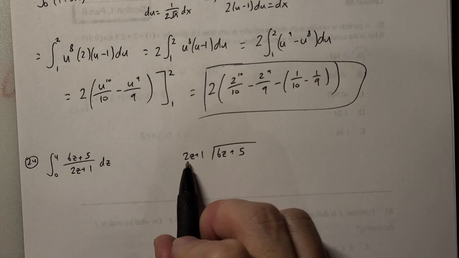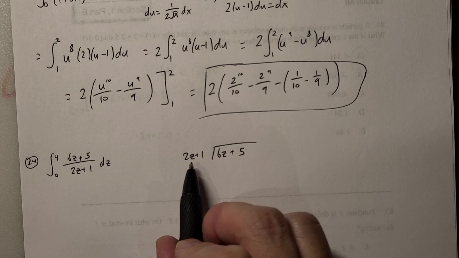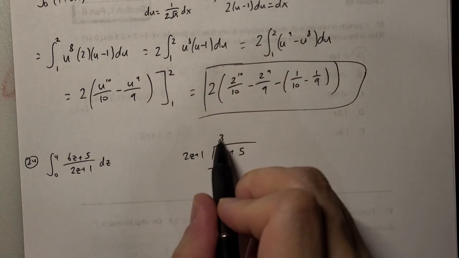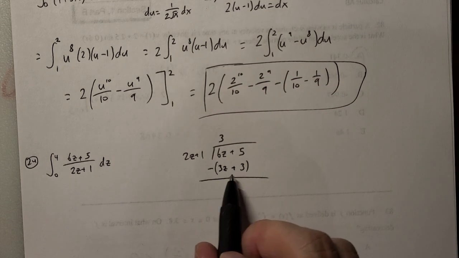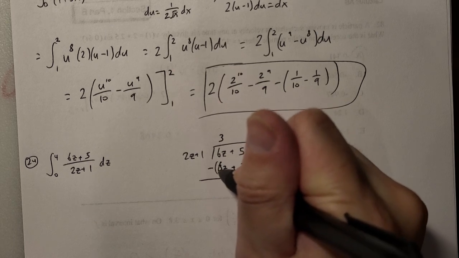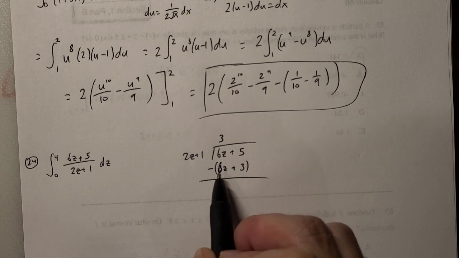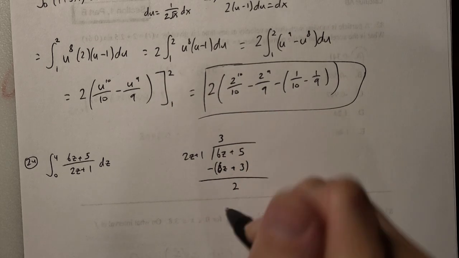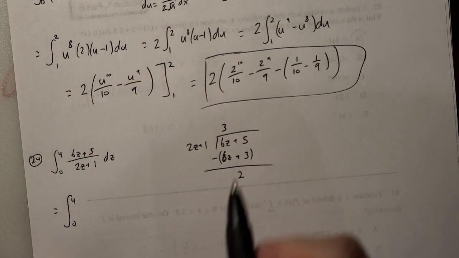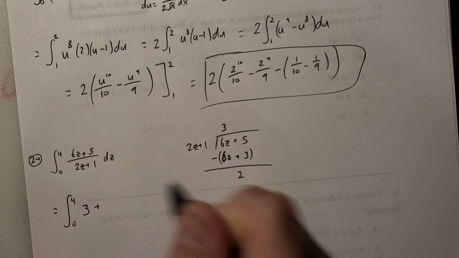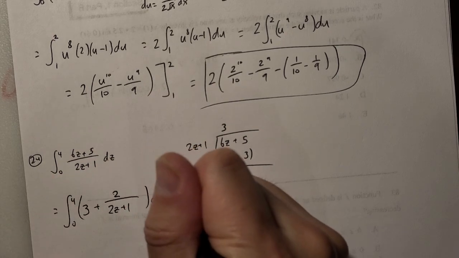To get 6z from 2z, what do we multiply by? We multiply by 3. So it'll be minus 3 times this, which is 6z plus 3. Sorry, this should be 6z, because I distribute to get 6z plus 3. We subtract: 6z minus 6z is 0, and 5 minus 3 is 2. So we have a remainder of 2. Now we can rewrite the integral as, from 0 to 4, the quotient, which is 3, plus the remainder, 2, over the divisor, 2z plus 1, dz.